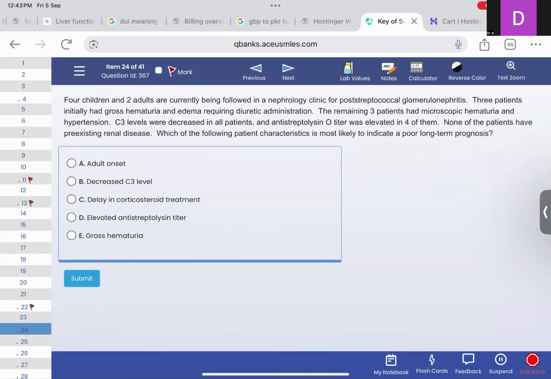Which of the following patient characteristics is most likely to indicate poor long-term prognosis? Four children and two adults are currently being followed in nephrology clinic for PSGN. Three patients initially had gross hematuria and edema requiring diuretic administration. The remaining three patients had microscopic hematuria and hypertension. C3 levels were decreased in all patients and anti-streptolysin O titer was elevated in four of them. None of the patients had pre-existing renal disease. Which of the following patient characteristics most likely indicates poor long-term prognosis?